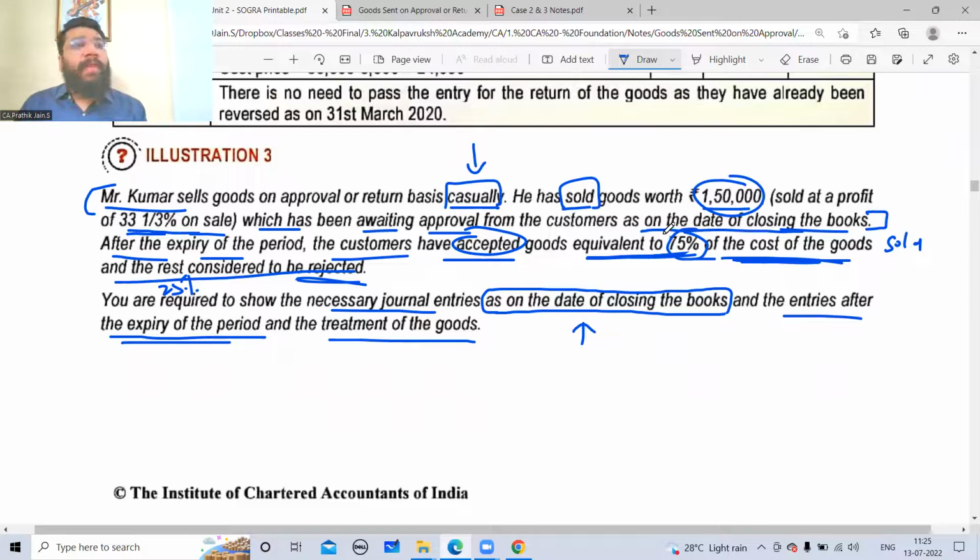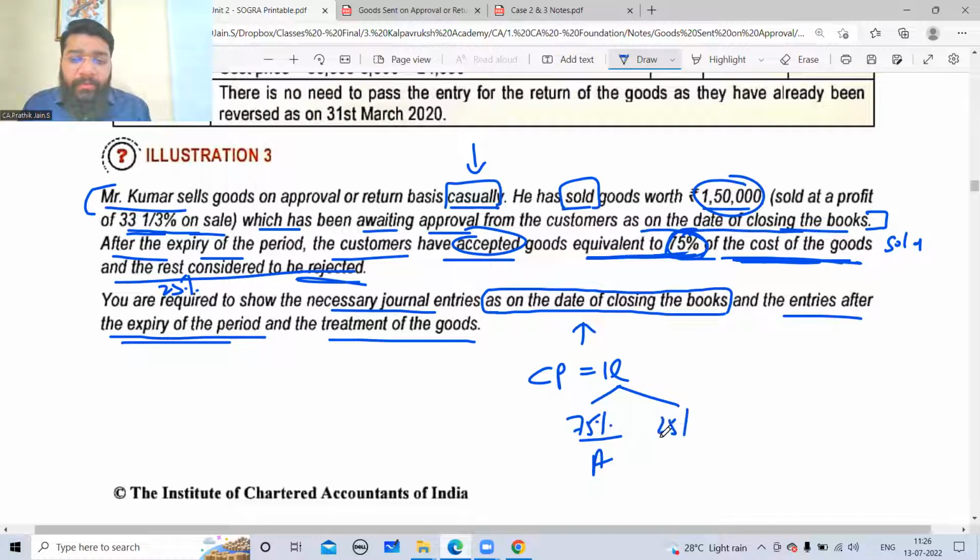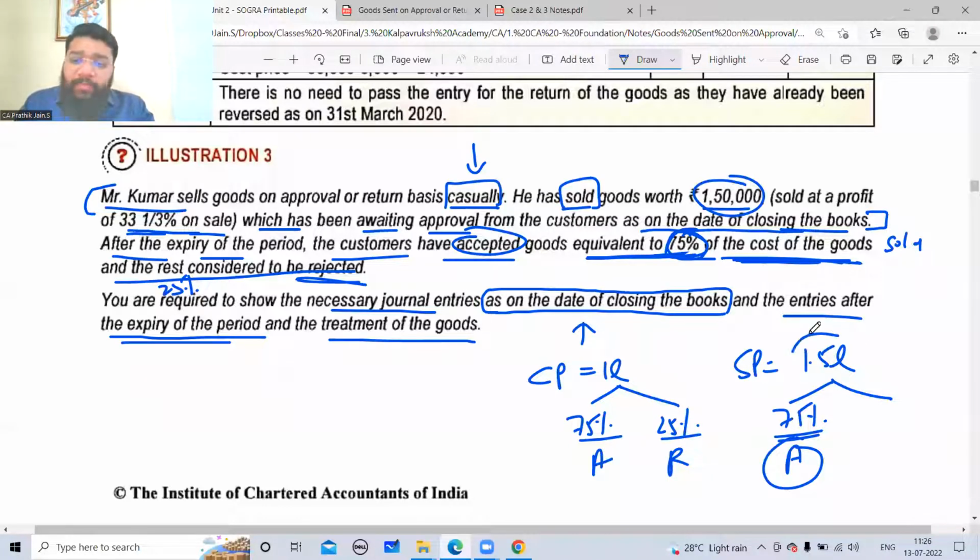Now, guys, this is one way of calculating. Another way of calculating is 75% of the cost of goods. If 75% cost of goods is accepted, it means 75% will be sale value also, no? Cost price is 1 lakh; in that, 75% is accepted, 25% rejected. Selling price is given to us. Selling price is how much overall? 1.5 lakh. So 75% of this is accepted. Or directly on 1,50,000 rupees, if you calculate 75%, you'll get the answer.